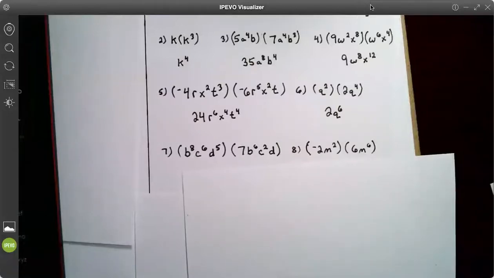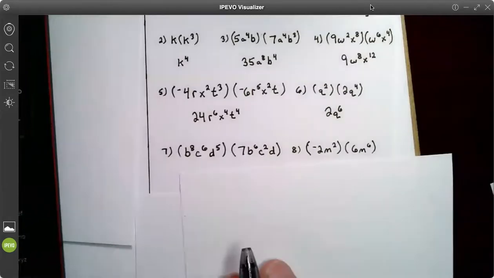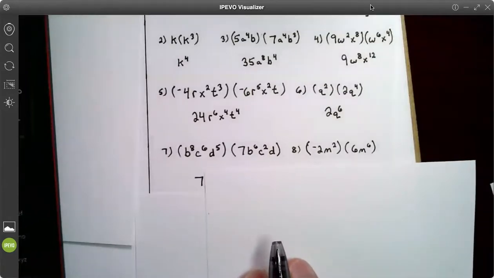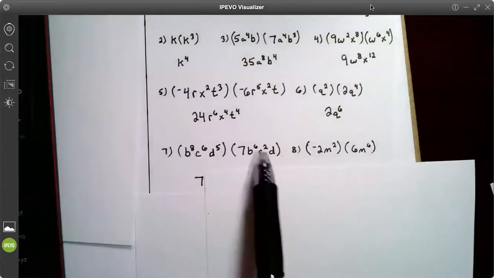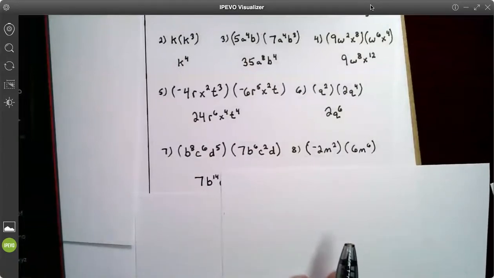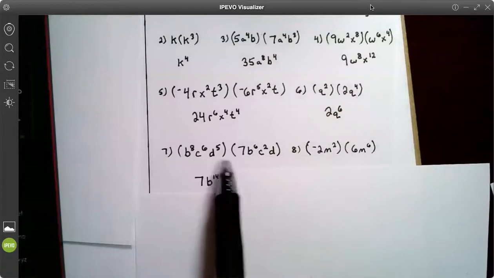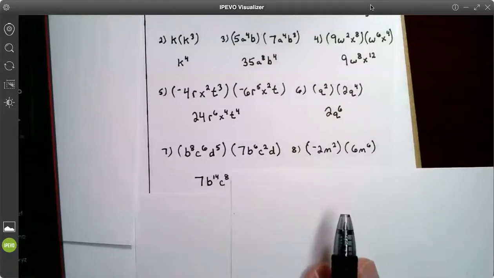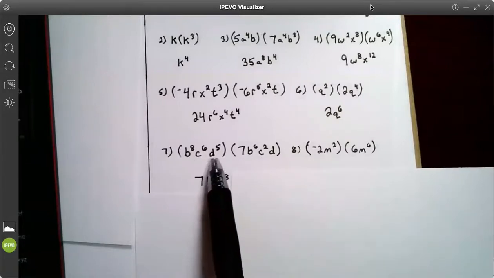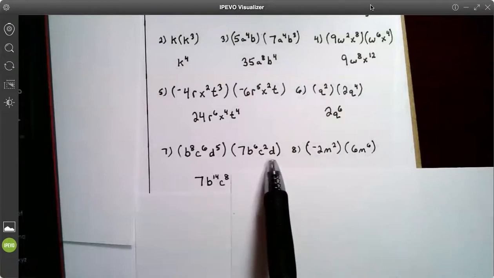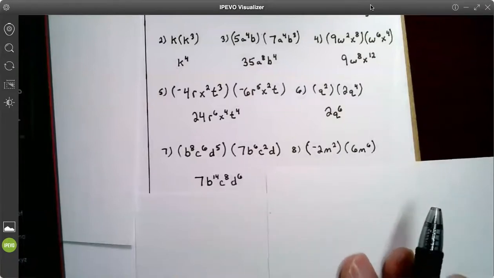Try number 7. All right, my coefficients are 1 times 7, which is 7. On my b's, I have 8 plus 6, which is b to the 14th. On the c's, 6 plus 2 gives me c to the 8th. On the d's, 5 plus 1 gives me d to the 6th.